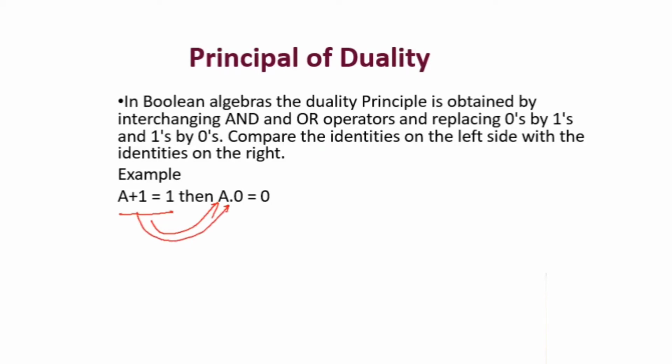converted to dot, this 1 is replaced by 0, and this 1 is replaced by 0. So this becomes a dual of this expression, which is also a valid statement. So this is the principle of duality. By replacing plus and dot and by interchanging 1 and 0, we get the dual of that expression.